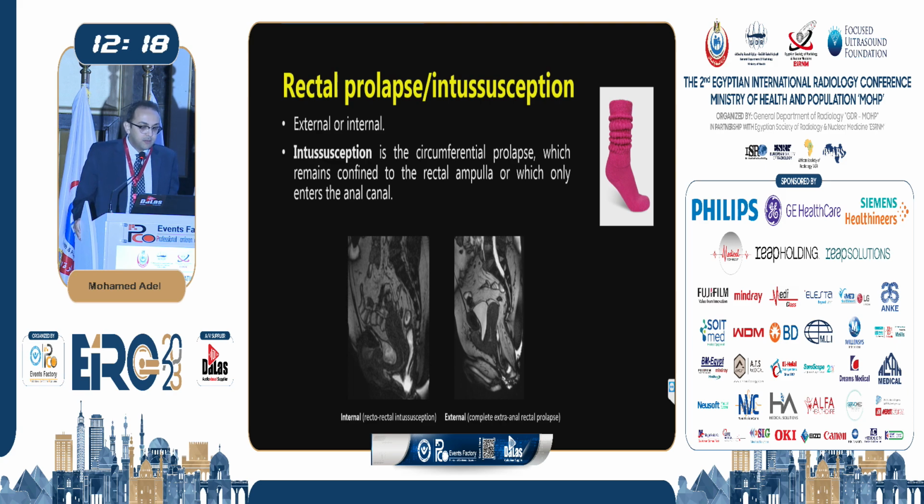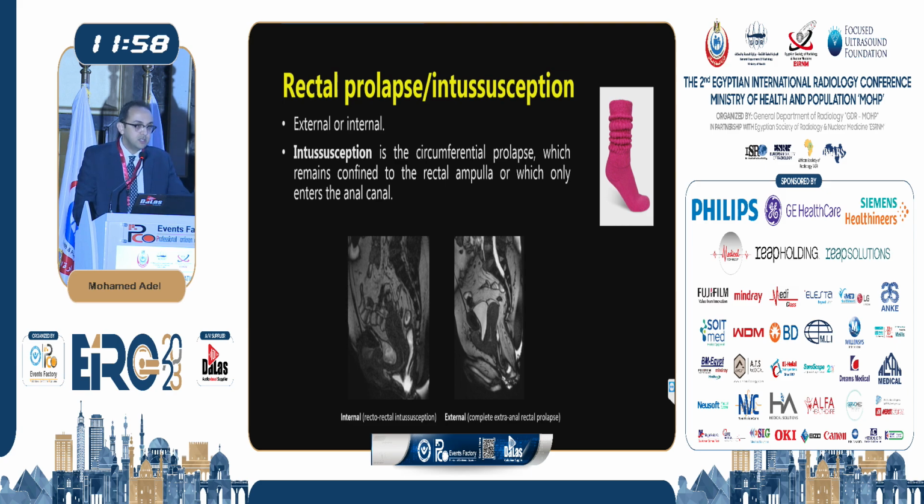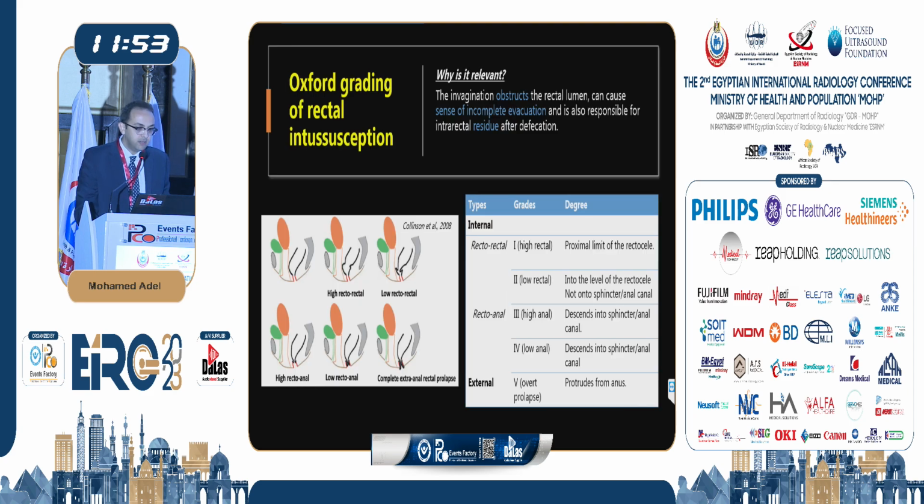What about rectal prolapse and rectal intussusception? I like to describe rectal intussusception to residents as a sock, you know, when you're folding a sock into the other one. So basically what you see is the rectum folds upon itself. So intussusception is basically circumferential prolapse within the confinement of the rectal ampulla. It is internal, and when it goes external, it becomes a complete extra-anal rectal prolapse. But within the wall, within the levels of the rectum, there's a common way to grade it. It's called the Oxford grading system of rectal intussusception.